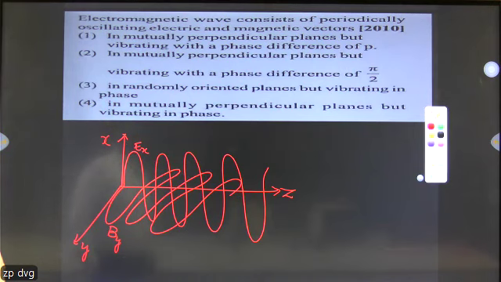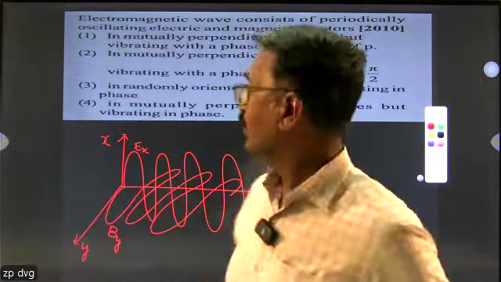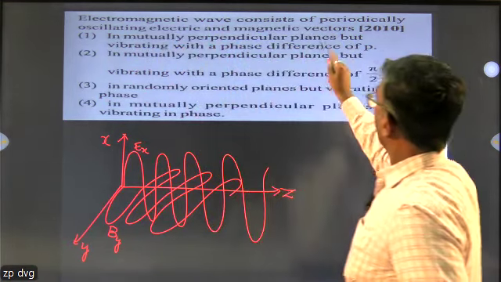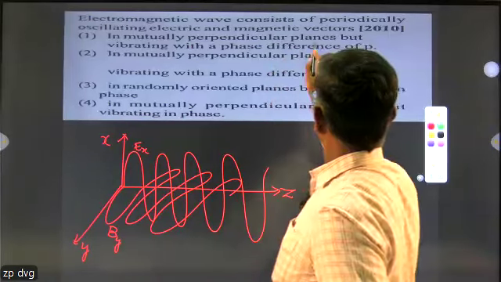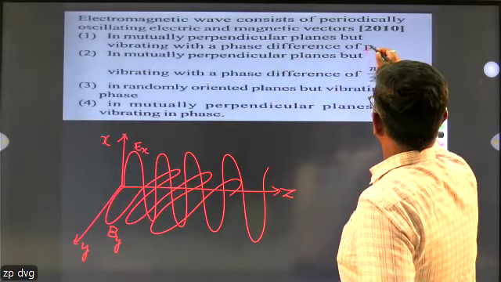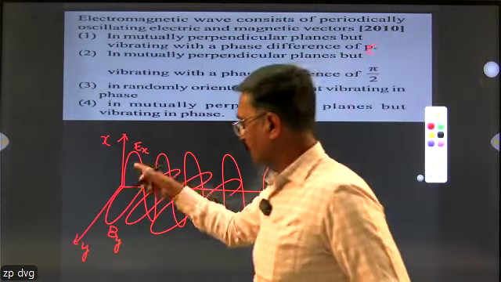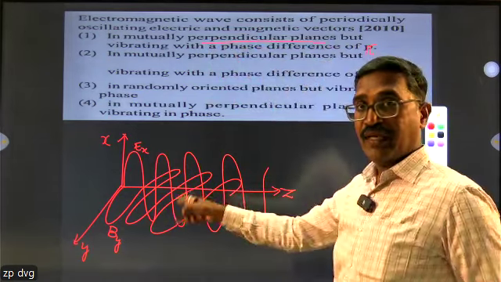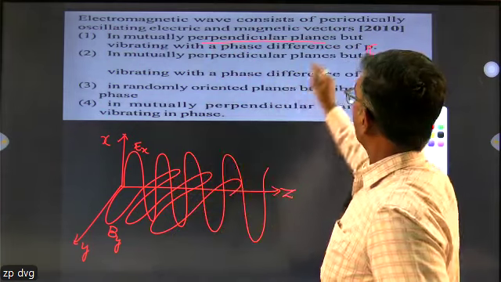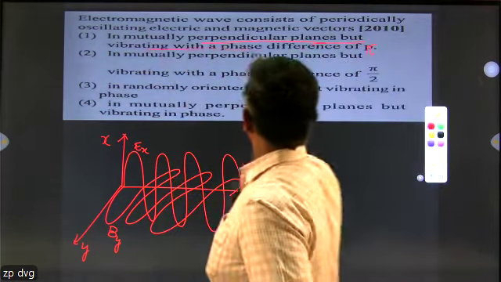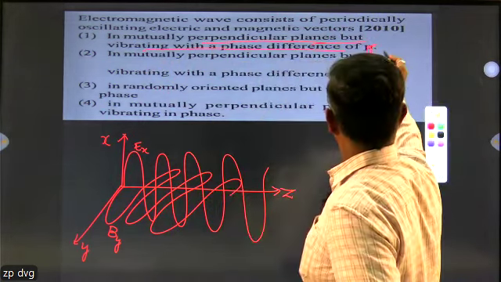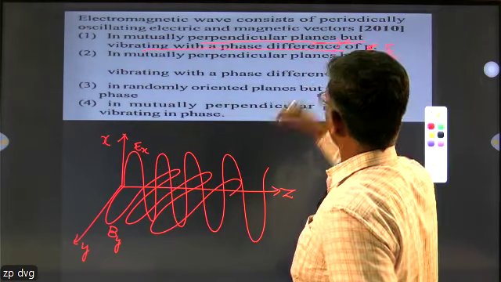Our question ಏನು? Electromagnetic wave consists of periodically oscillating electric and magnetic vectors. Correct. It consists of periodically varying electric and magnetic vectors. ನೋಡ, our question: ಹಾಗಾದ್ರೆ ಆ ವೆಕ್ಟರ್ಸ್ ಏನಾಗಿದೆ ಅಂತ? In mutually perpendicular planes but vibrating with the phase difference of pi. ಇದು pi ಆಗಬೇಕಿದು, this should be pi by 2. ಅಂದ್ರೆ ಎಲೆಕ್ಟ್ರಿಕ್ ಫೀಲ್ಡ್ ಮತ್ತೆ ಮ್ಯಾಗ್ನೆಟಿಕ್ ಫೀಲ್ಡ್ they are vibrating mutually perpendicular. ಒಂದು x ಅಲ್ಲಿ ಇದೆ, ಇನ್ನೊಂದು y ಅಲ್ಲಿ ಇದೆ. Mutually perpendicular planes but vibrating with a phase difference of pi ಅಂತ ಹೇಳ್ತಾರೆ. But the phase difference between x axis and y axis is not pi, it is pi by 2. So this statement is wrong.